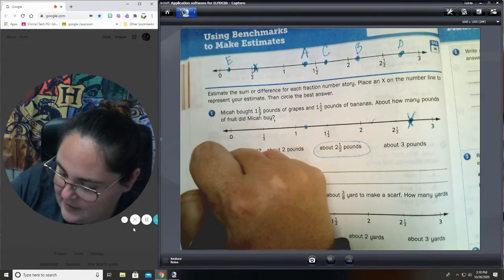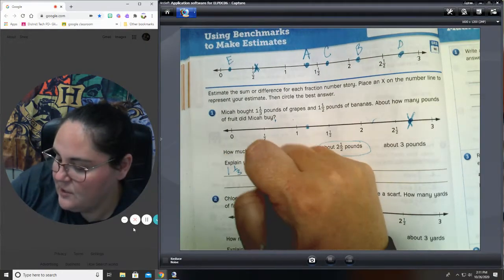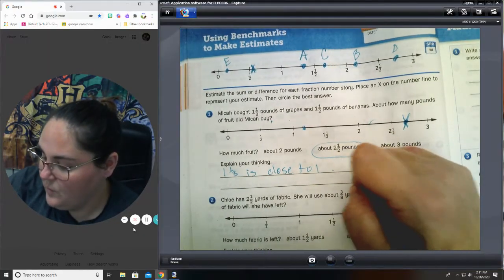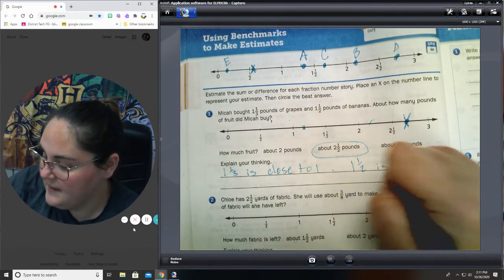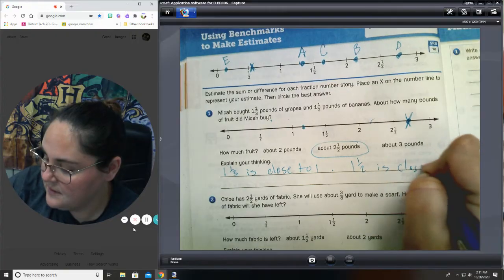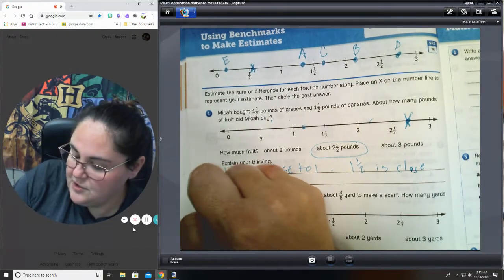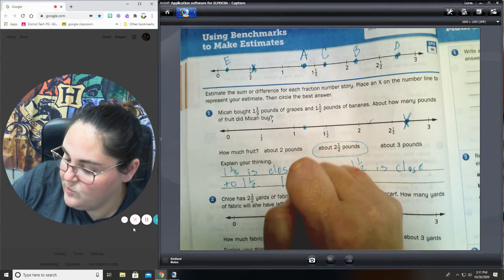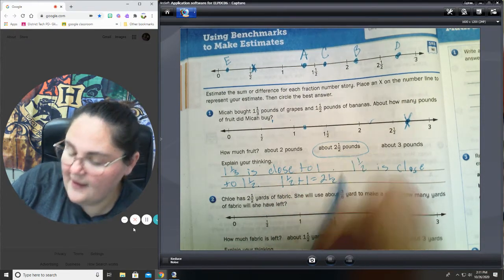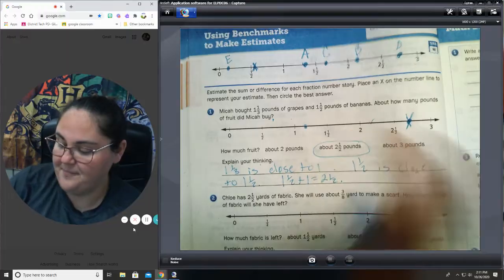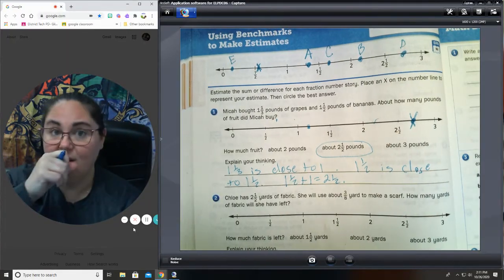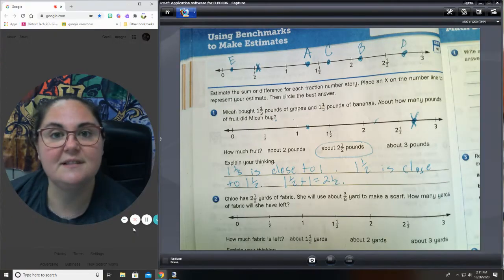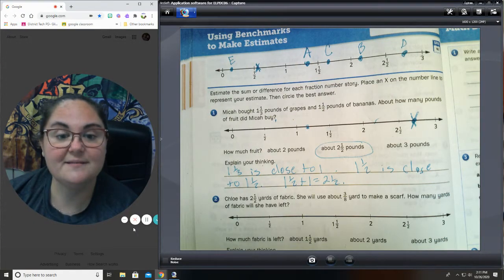1 1/3 is close to 1. 1.5 is close to 1 1/2. 1 1/2 plus 1 equals 2 1/2. That's what you're going to do. You're going to look at each fraction, figure out what it's closest to, and then go from there.